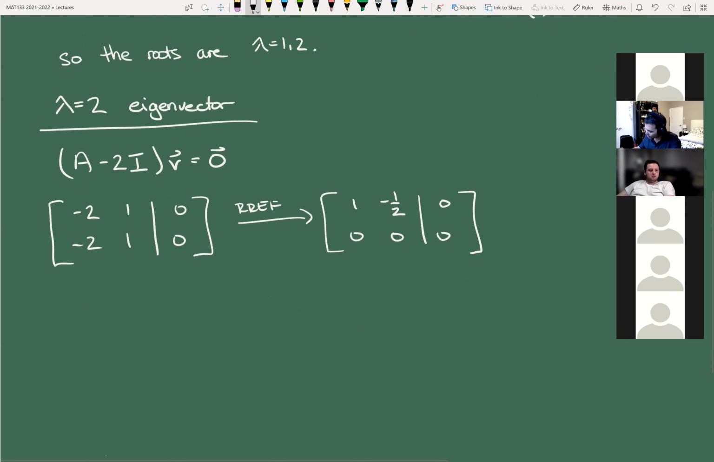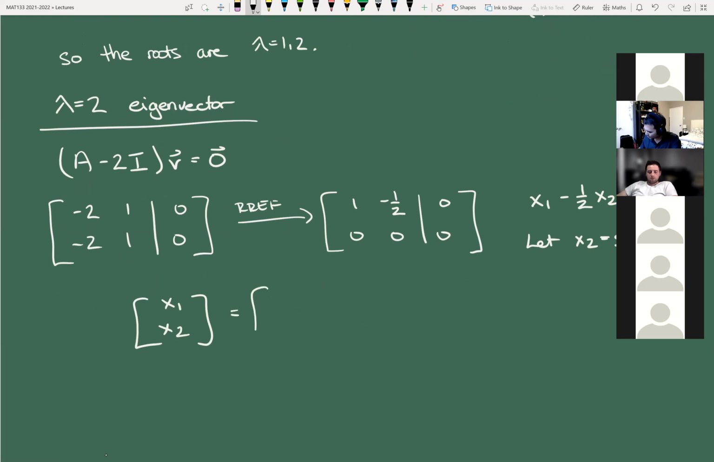So when we parameterize this, if we rewrite this as a system, we get x1 minus 1/2 x2 equals 0. Let's let x2 be equal to s, right? Remember how to do this? So we end up getting (x1, x2) is equal to s times (1/2, 1). Back in the day, I was saying you didn't need to worry about pulling out the s, but in here you definitely do. Oh, sorry, this should be +1/2, 1 like that. Okay, so this is your eigenvector right here.